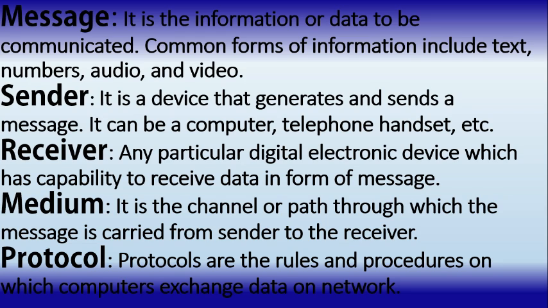Number 3, receiver. Any digital electronic device which has the capability to receive data in the form of a message. Number 4, medium. It is a channel or path through which the message is carried from sender to receiver. Number 5, protocol. Protocols are the rules and procedures by which computers exchange data on a network.